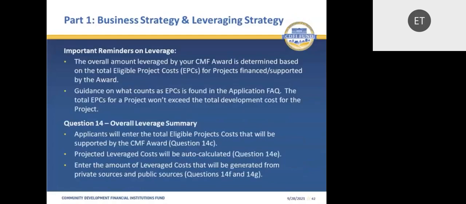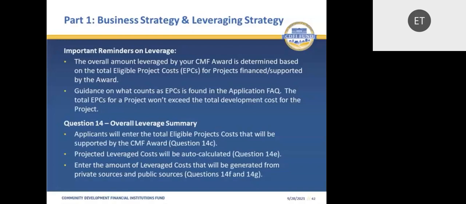So question 14 is on leverage, and a few important reminders on leverage, what we talked about at the beginning of the project. The overall amount leveraged by your CMF award is determined based on the total eligible project cost for projects financed and supported by the award. And guidance on what counts as an eligible project cost can be found in the application frequently asked questions. And keep in mind the total EPCs for a project won't exceed the total development cost for that project.